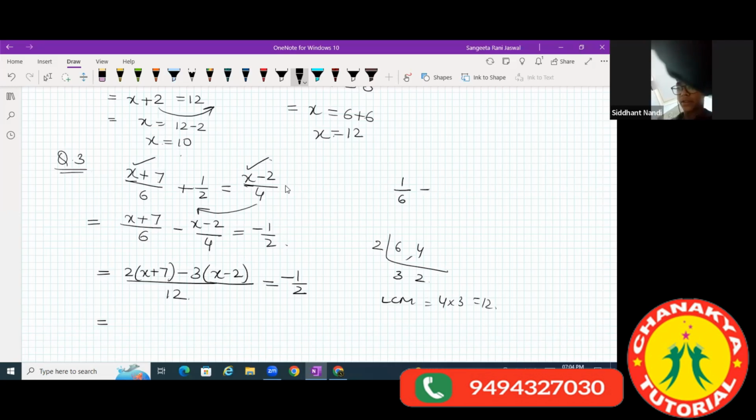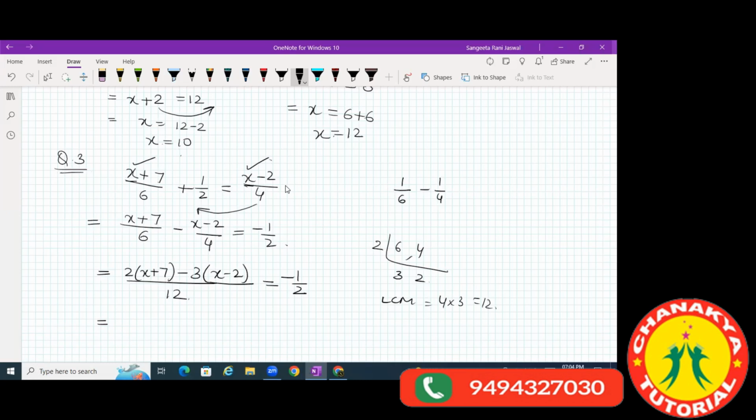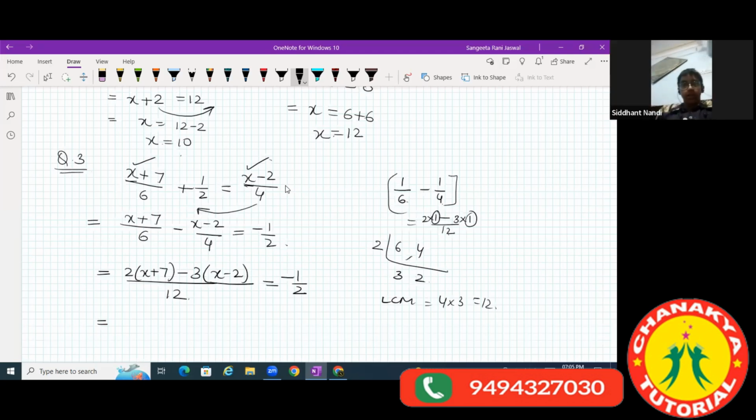Ma'am, how did it become 2x plus 7? This is x plus 7 in the numerator, no? How do we solve this? We take the LCM and then 6 2s is 12, so 2 into 1, this one, minus 4 3s is 12, so that's 3 into 1, no? So here the numerator is 1. In this case, the numerator was x plus 7. In this case, the numerator was x minus 2. Got it? Yes, ma'am.